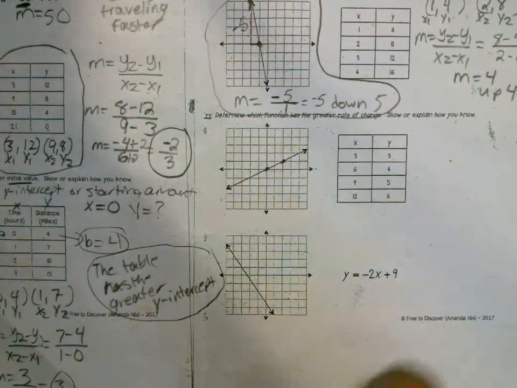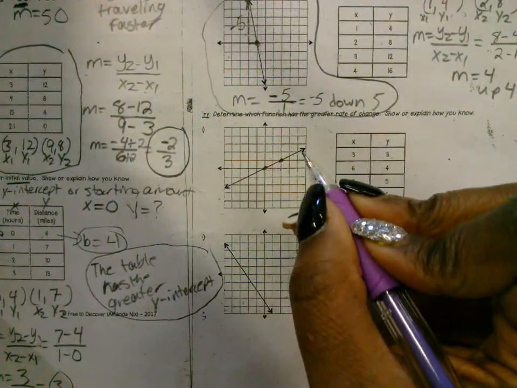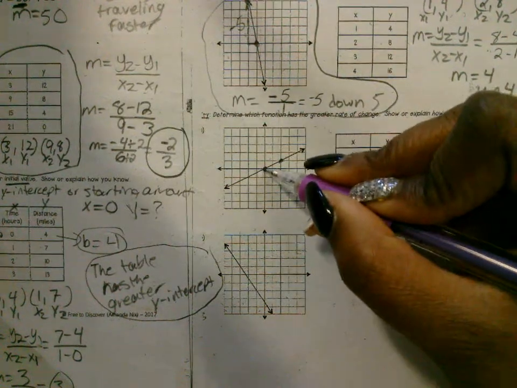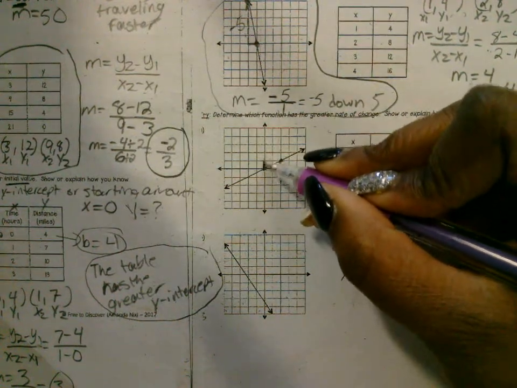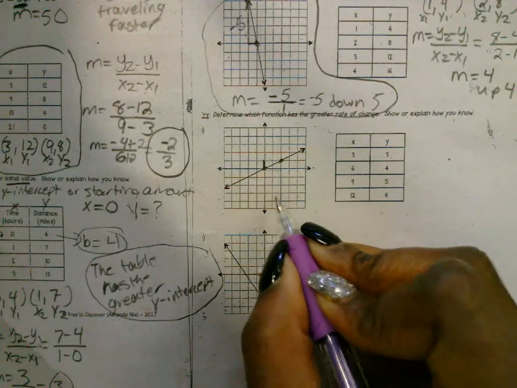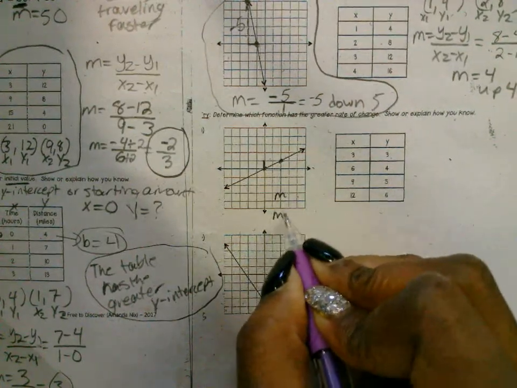Yeah. Okay. So now we're going to do rise over run. How far do I go up? 1. So my top number is a positive 1.